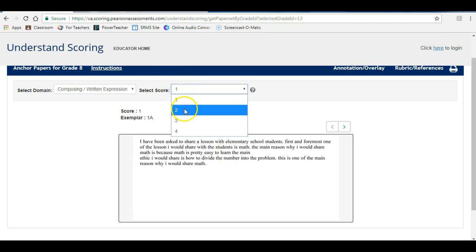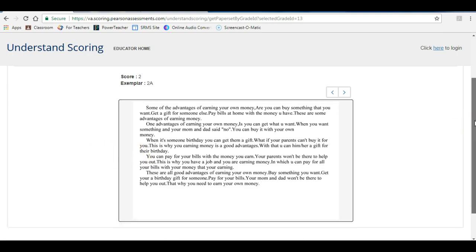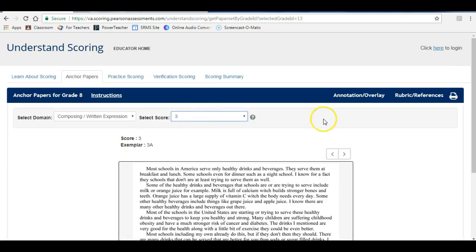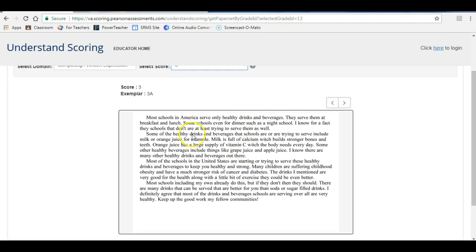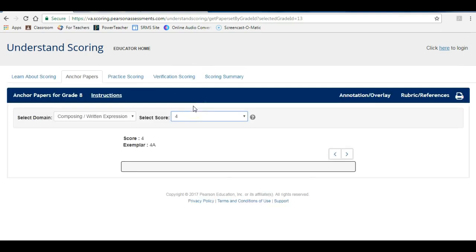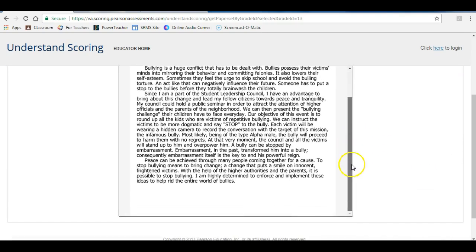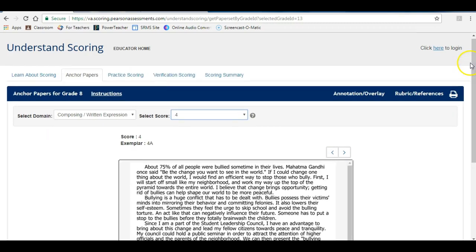If you want to see a 2 for composing, click on this. If this looks a lot like the essay you just turned in, then think about the fact that it would not quite pass yet. A 3 for composing looks like this. It has more elaboration, a little more word choice. And a 4 for composing looks like this. These are actual sample essays from students in Virginia. So you can read those if you want.